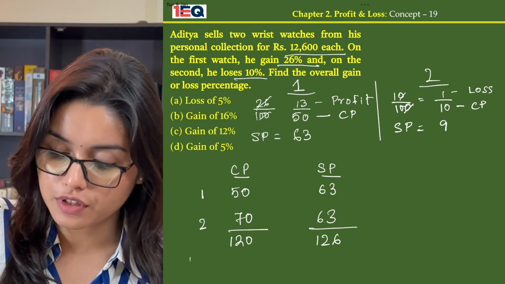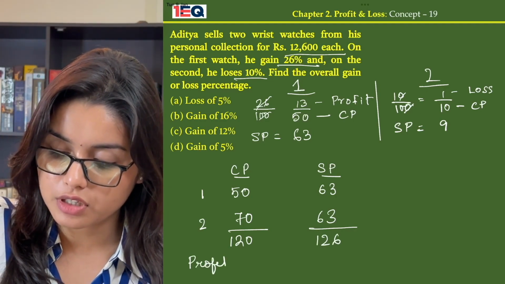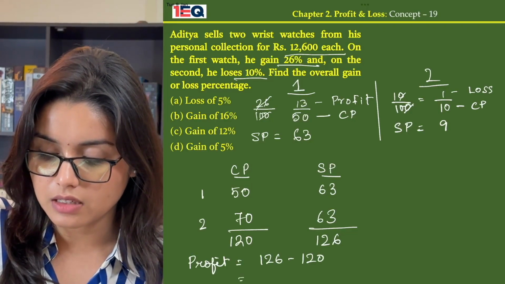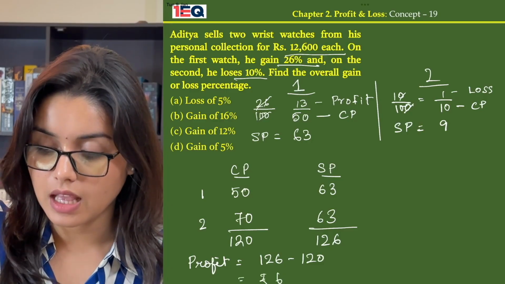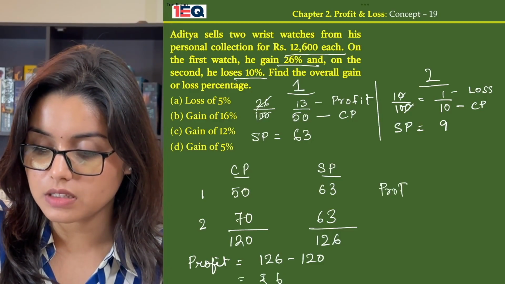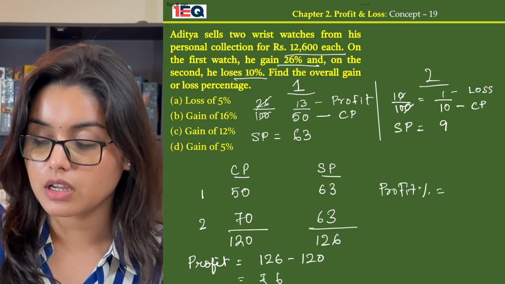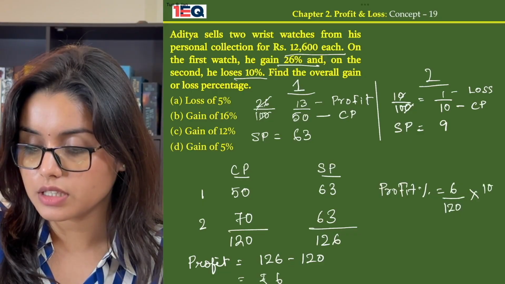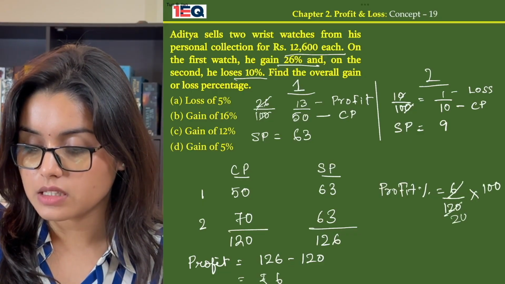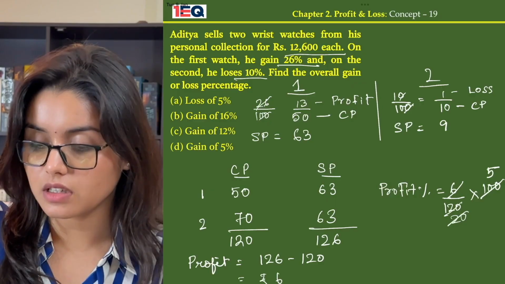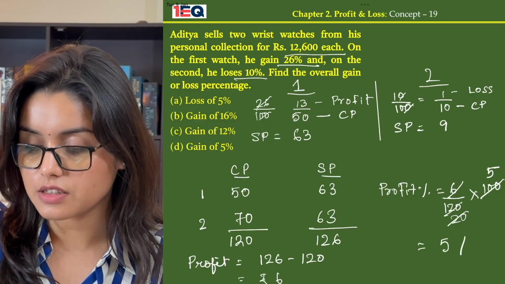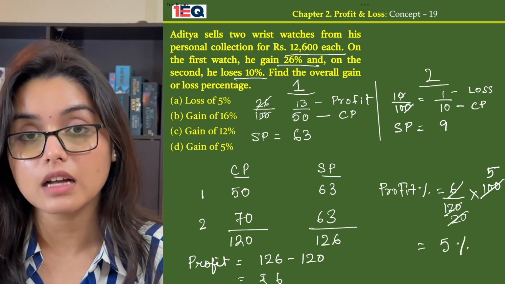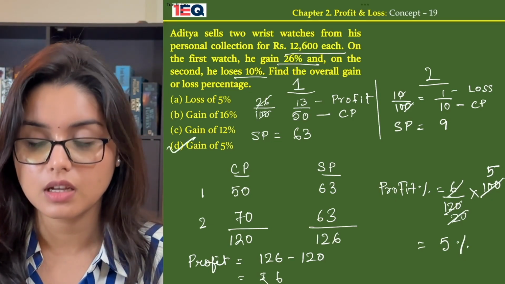Now, what is the profit earned? Profit then becomes 126 minus 120, that is rupees 6, and profit percentage then becomes 6 by 120 into 100. 20s are, 5s are. So our profit percent is 5, and the answer to this question is option D.